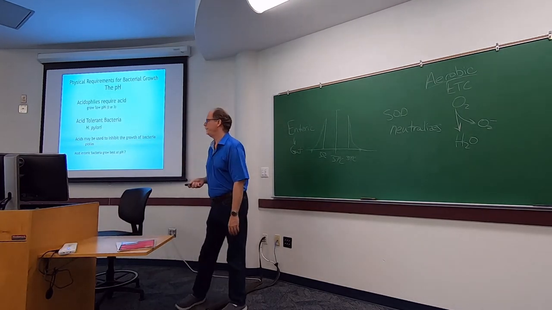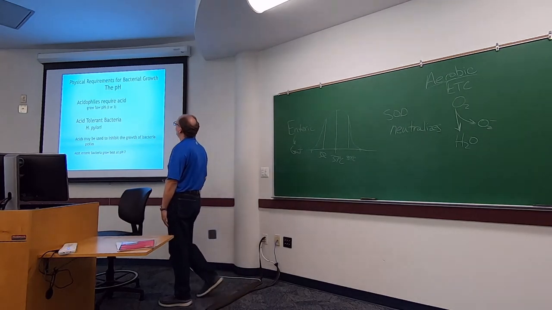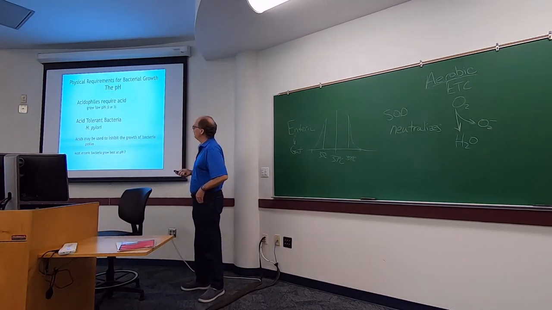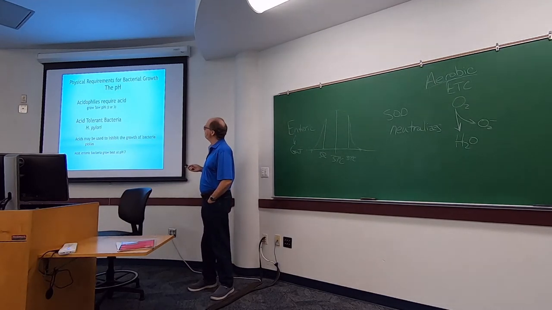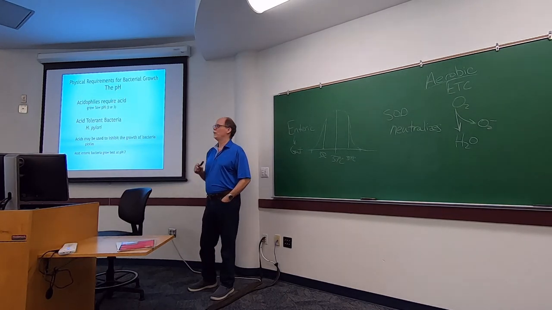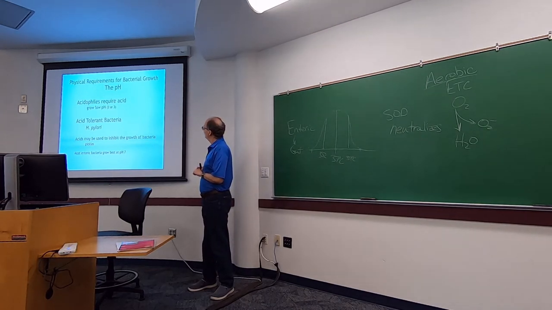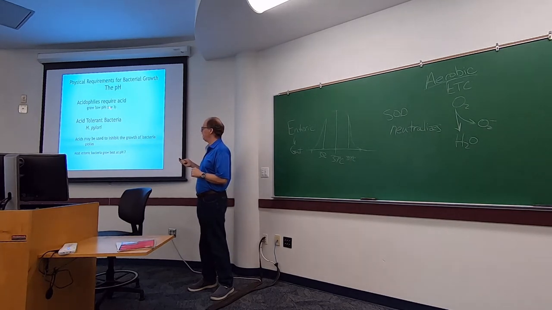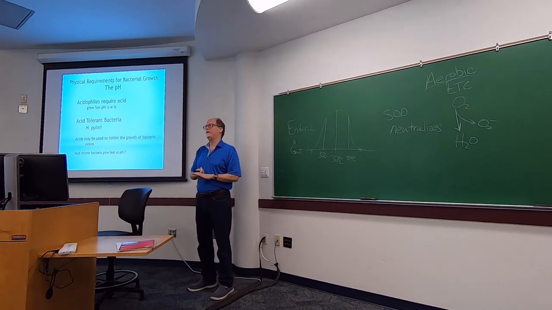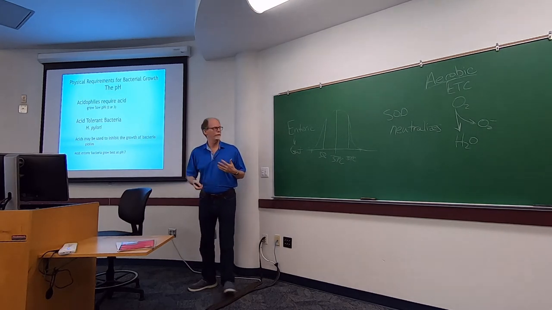So then we have pH. All right, that's another physical requirement. We talked about temperature, we talked about oxygen. So pH is the measurement of hydrogen ions. An acidophile would be a group of bacteria that require an acid or a low pH. So like, we're talking about in the neighborhood of 2 to 3, that's the pH. If they're not at that low pH, then they don't grow well, right?